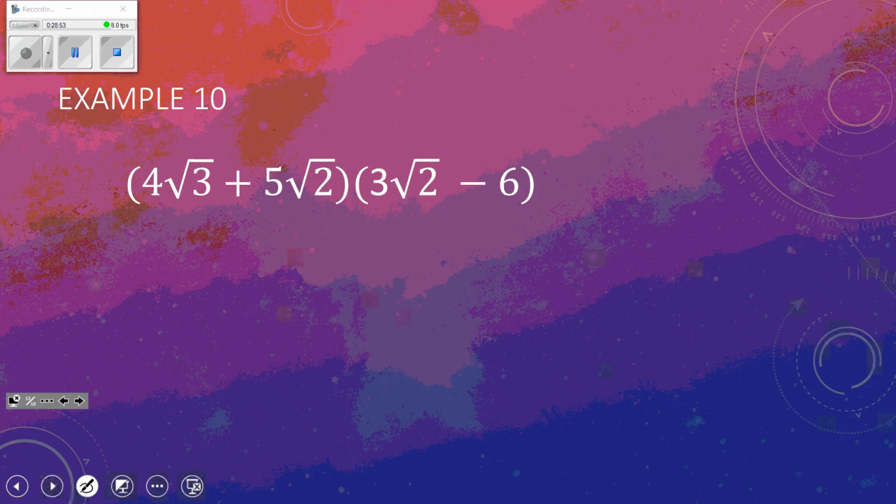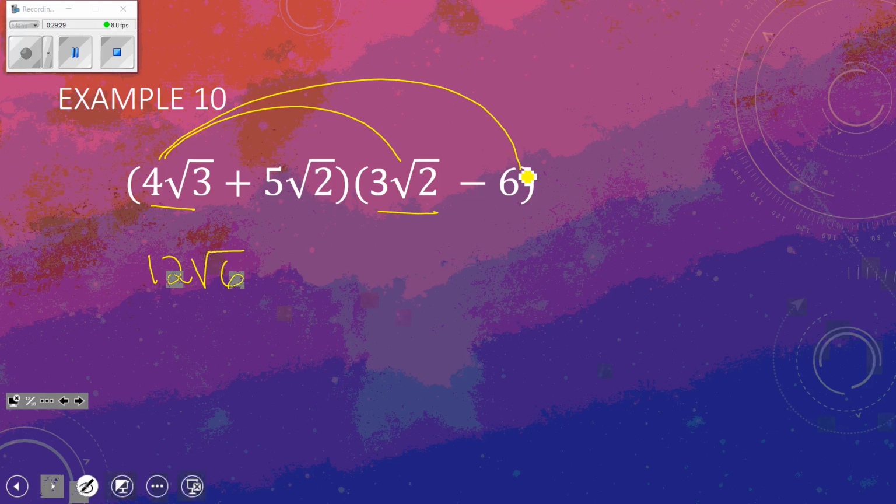And it's asking us to multiply. So what word are we thinking? FOIL. And that's what we're going to do. Okay, we're just going to FOIL this together and see what we get up. So first times first. 4 times the square root of 3 times 3 times the square root of 2. What do you think? 12 times the square root of 6. Remember, outside with outside and inside with inside. Okay? 4 times the square root of 3 times negative 6. Negative 24 times the square root of 3.